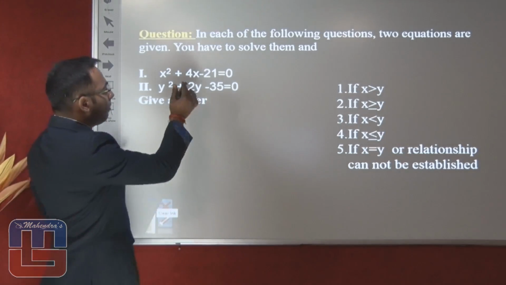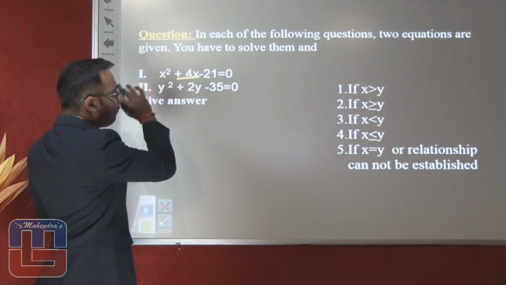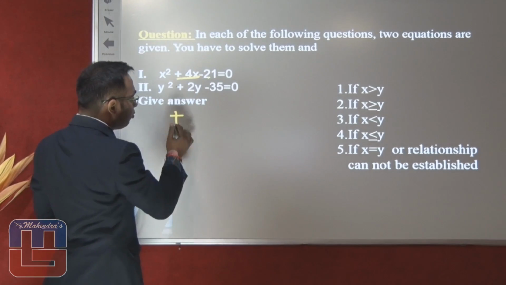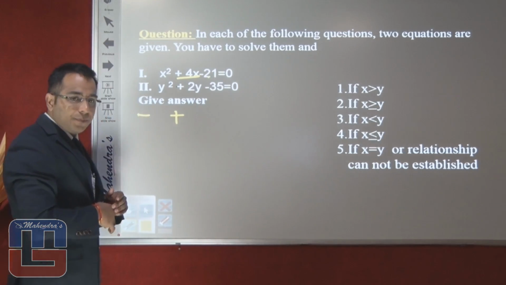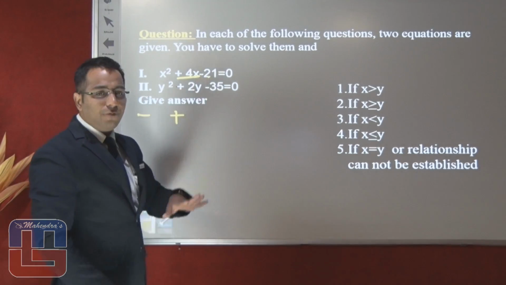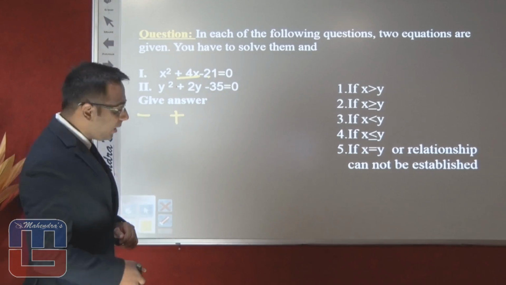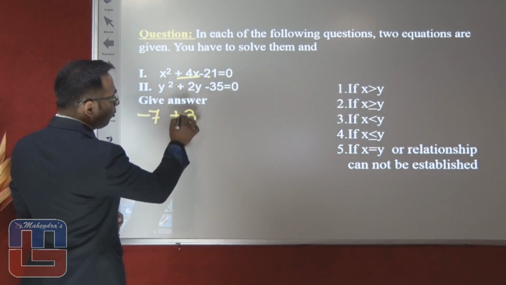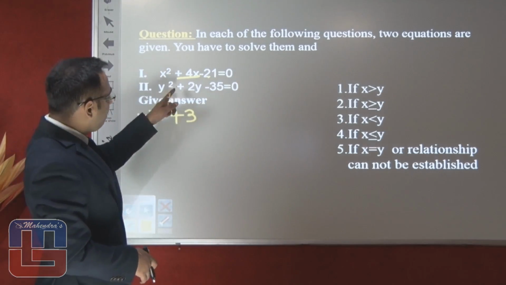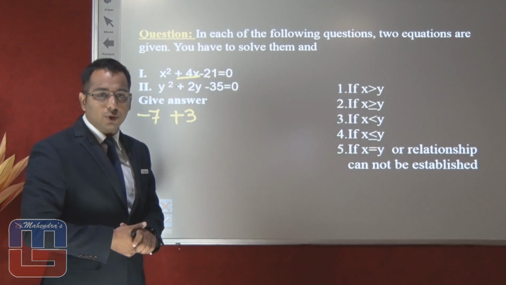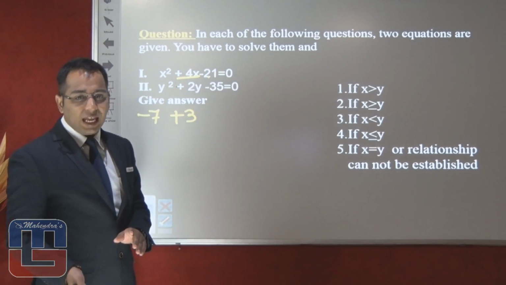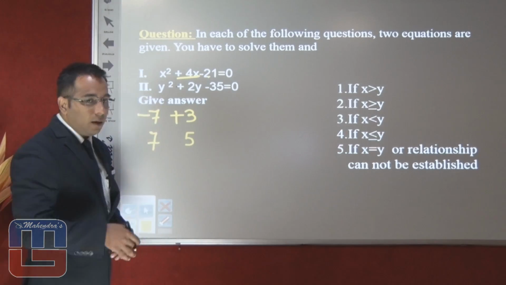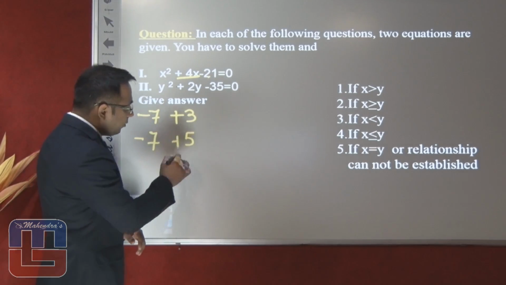See, plus 21, we have to get 4. So plus minus, the roots will be minus plus. Plus 4 we have to find out with 21, then the roots will be 7 and 3. The greater root will be negative, the smaller root will be positive. Plus 2y, we have to get the plus 2 from 35, which will be 7 and 5. The greater value will be negative, the smaller value will be positive.